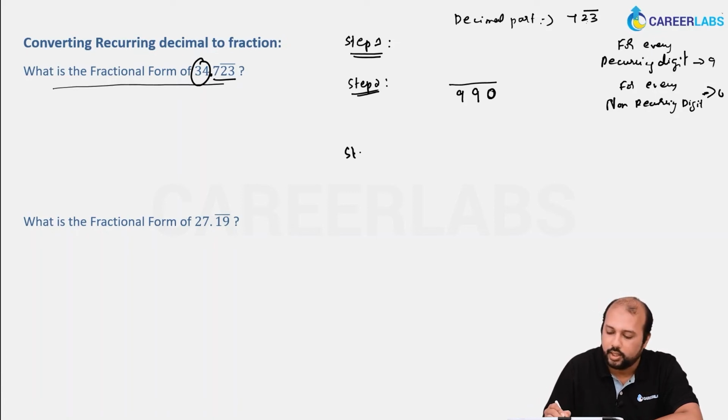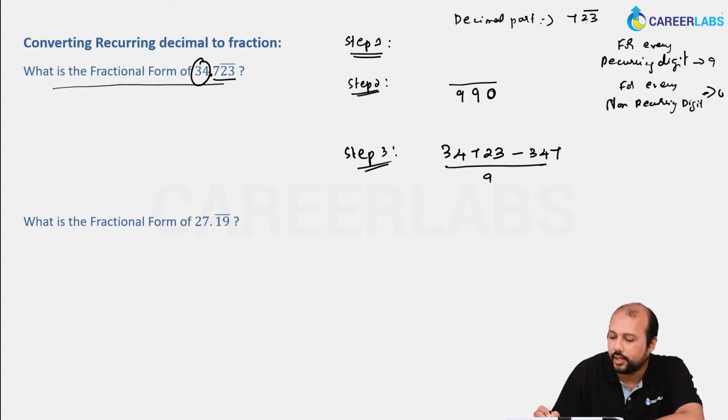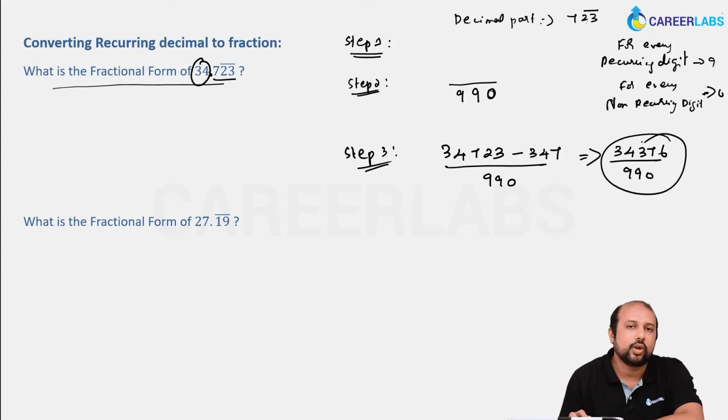Okay, now step 3, take the entire number as it is without the decimal point, that is 34723, and subtract the non-recurring digits, which is 347. Whatever the non-recurring digits in that number, doesn't matter whether it's in the decimal part or whole part, just subtract from the entire number as it is without the decimal point. So 34723 minus 347, that subtraction is 34376, by 990. That's all. These are the 3 steps which you have to do to find the fractional form of any recurring decimal.